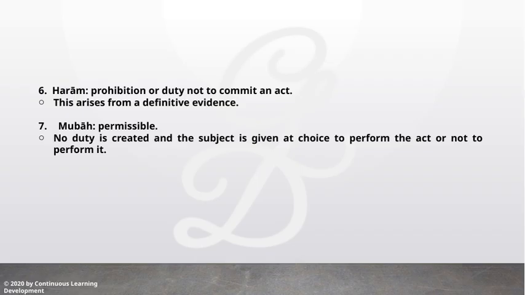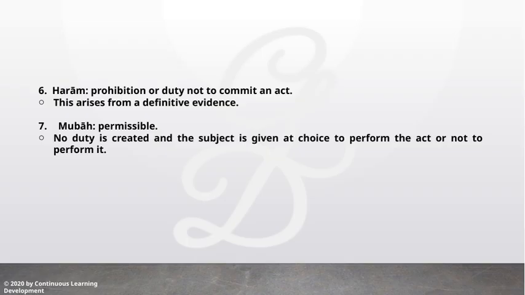This is based on definitive evidence, meaning there is clear and conclusive proof that the act is forbidden. When something is haram, it's not just discouraged, it's a clear command not to do it, emphasizing its serious nature. On the other hand, we have mubah, which simply means permissible. Actions that fall under mubah are allowed, but importantly, no duty is created to perform them.